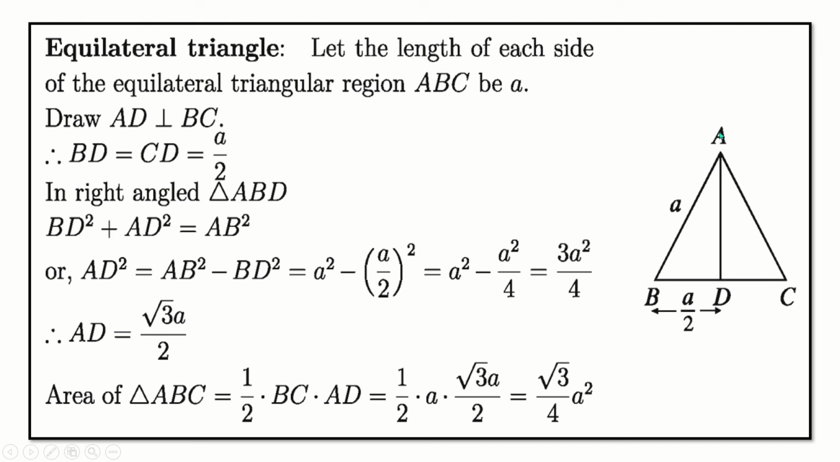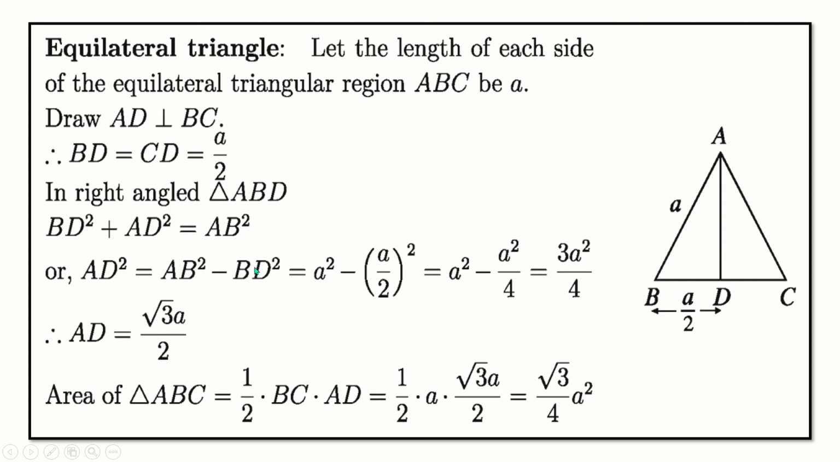Now in triangle ABD, this is the right angle, so AB is the hypotenuse. As a result, AB square equals BD square plus AD square. But AD square equals what? AD square equals AB square minus BD square. And AB is equal to what? AB is equal to a, so here will be a square.